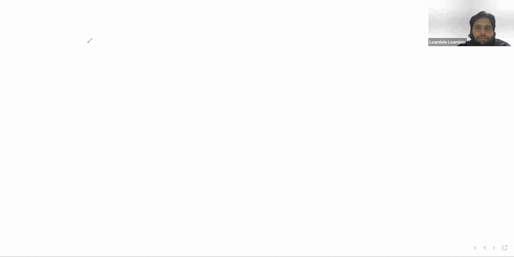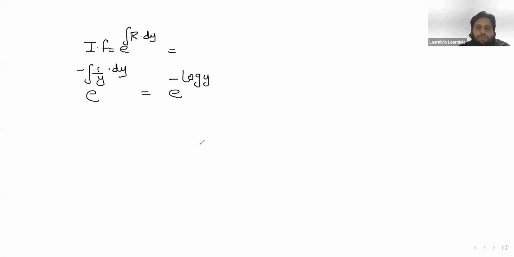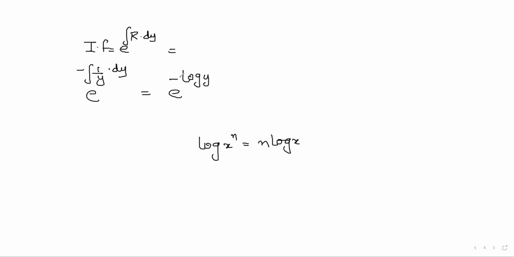Integrating factor is what? E integral r dot dy. What is r? Minus 1 by y dot dy. So e to the power minus log y. Abdul, you know this property, log x to the power n. Here we have a minus 1. If only negative is written, then it is minus 1. So we can write like this, e to the power log y inverse.